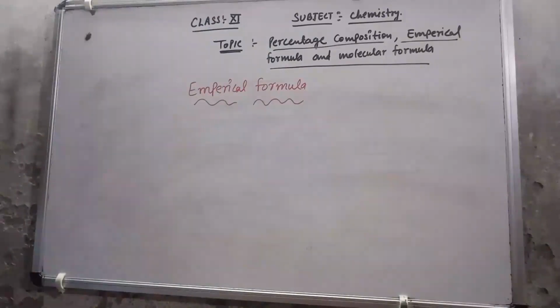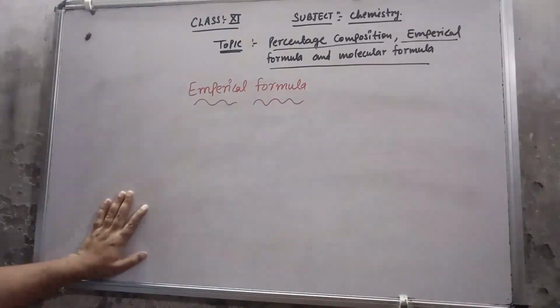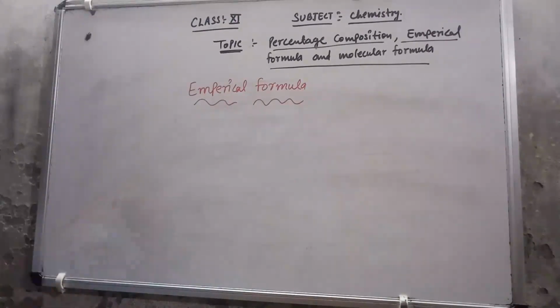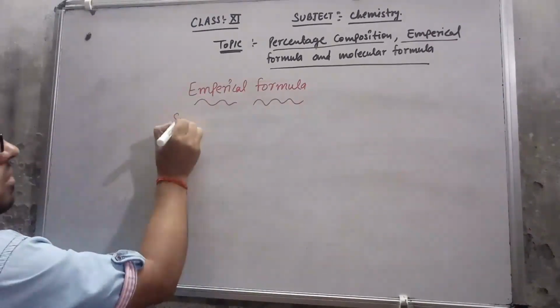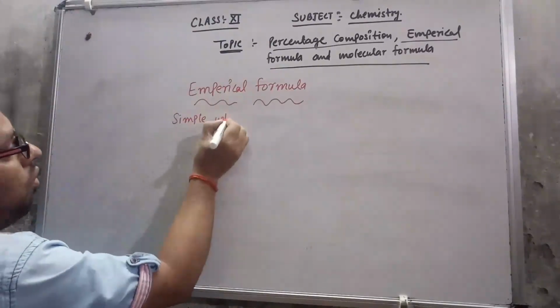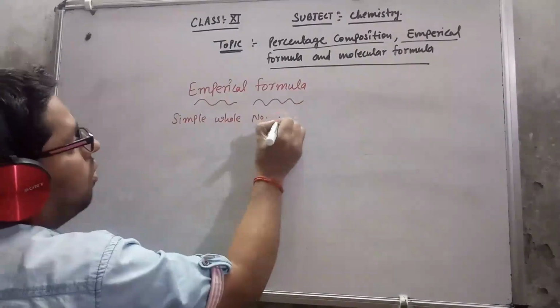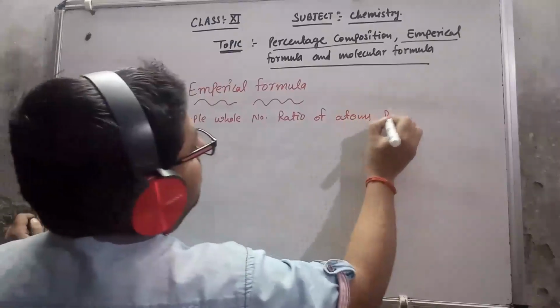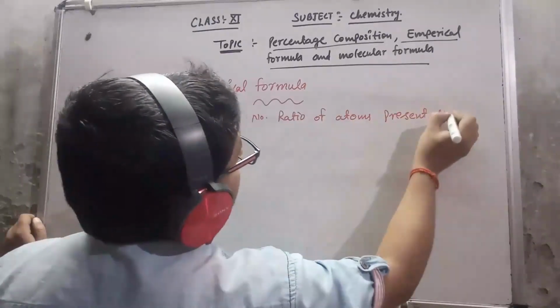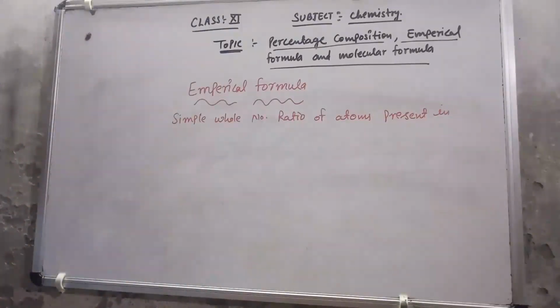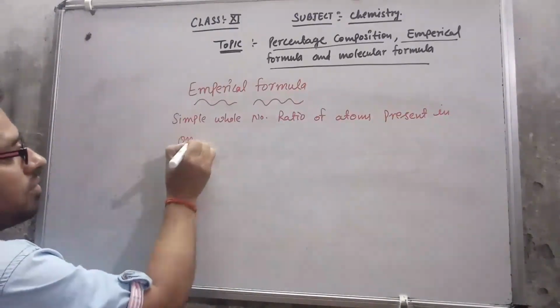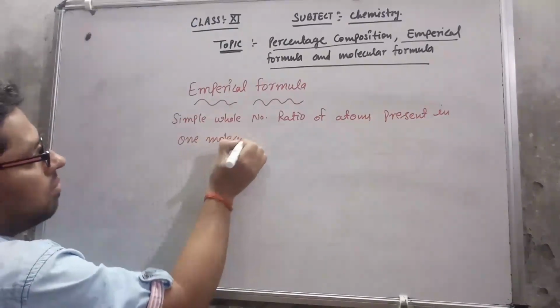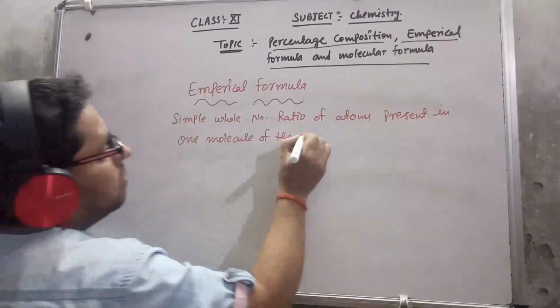Empirical formula: simply, the empirical formula is the simple whole number ratio of the atoms of the elements present in one molecule of the compound.